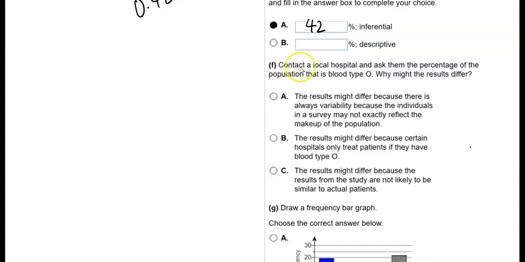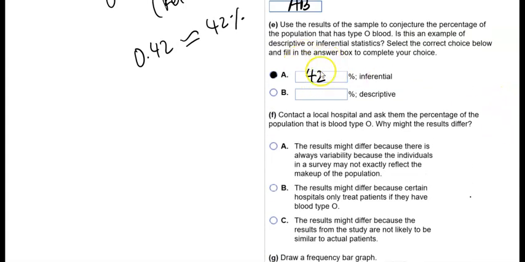Part F. Contact a local hospital and ask them the percentage of the population with blood type O. You made a conjecture that 42% have blood type O because of this sample of 50 people. So if you contact a local hospital and ask about blood type O, how might the result differ? If you read the options here, maybe A makes sense. Let me read A for you. The results might differ because there is always variability, because the individuals in the survey may not exactly reflect the makeup of the population. That could be the right answer.